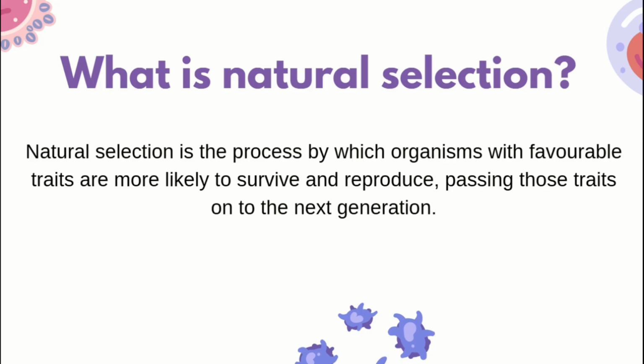The definition that we have here says that it's the process by which organisms with favorable traits are more likely to survive and reproduce, and pass on those traits to the next generation. What is that telling you? Basically, in nature, only the fittest of the fittest are going to survive. If you are fit and healthy, you are likely to live a long life. If somebody else gets sick a lot and has a weak immune system, they're probably going to die. So that's the principle behind natural selection.